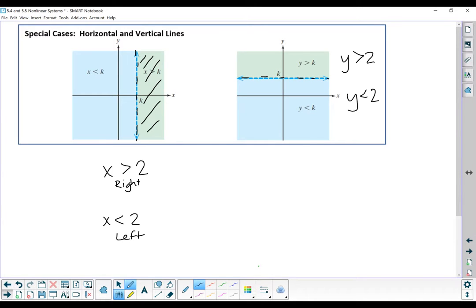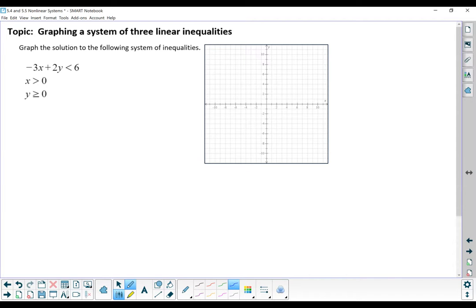So here is a system that has 3 equations. We have x greater than 0, y greater than or equal to 0, and negative 3x plus 2y less than 6. So I'm going to graph this one first, x is greater than 0. Well, x is greater than 0 is a vertical line. It has an undefined slope. And it's a dashed line because it is strictly greater than. And it's greater than 0, so we would shade everything to the right. I'm just going to put an arrow to remind me.